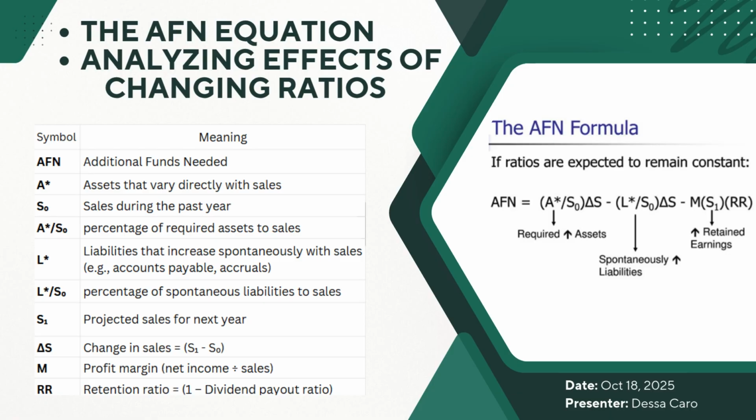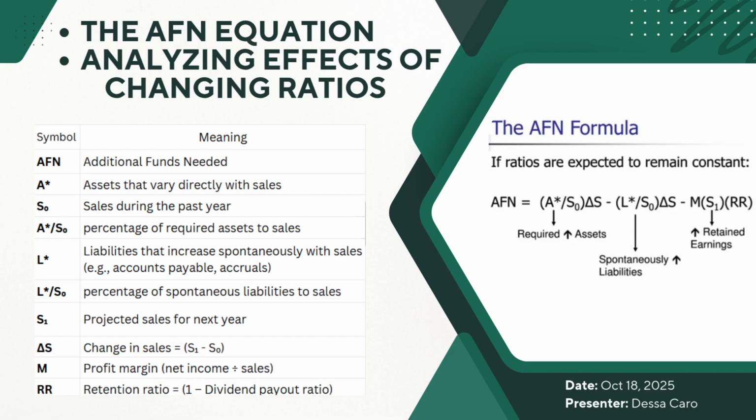S1 is the projected sales for next year. It reflects the growth target the management is aiming for. Next is the change in sales, which is S1 minus S0. This simply measures how much we expect sales to increase. It's the driver behind all the other variables in the AFN formula.